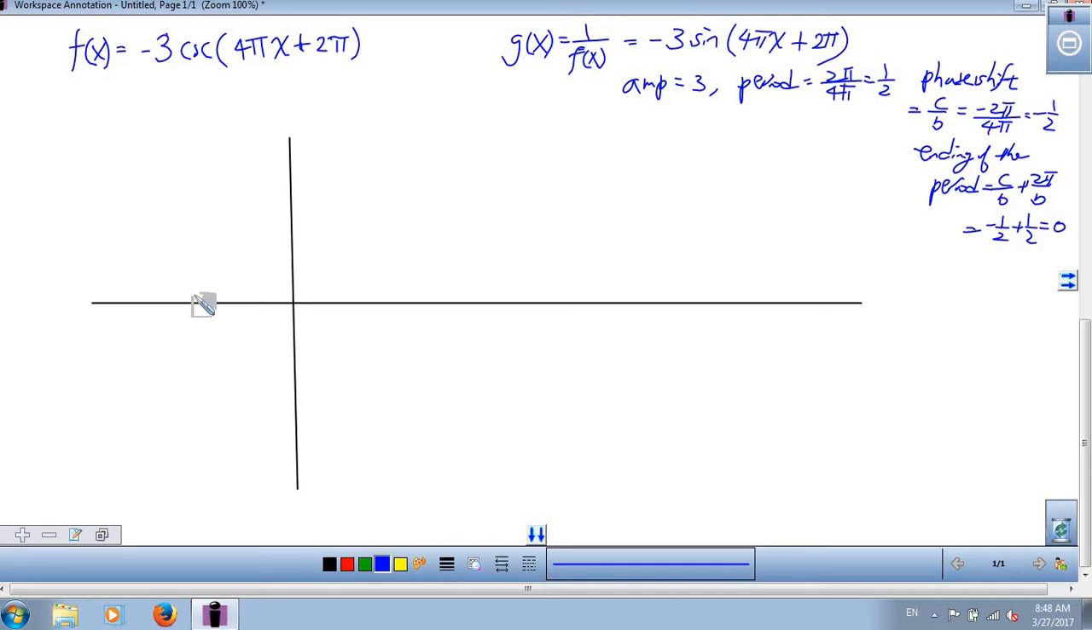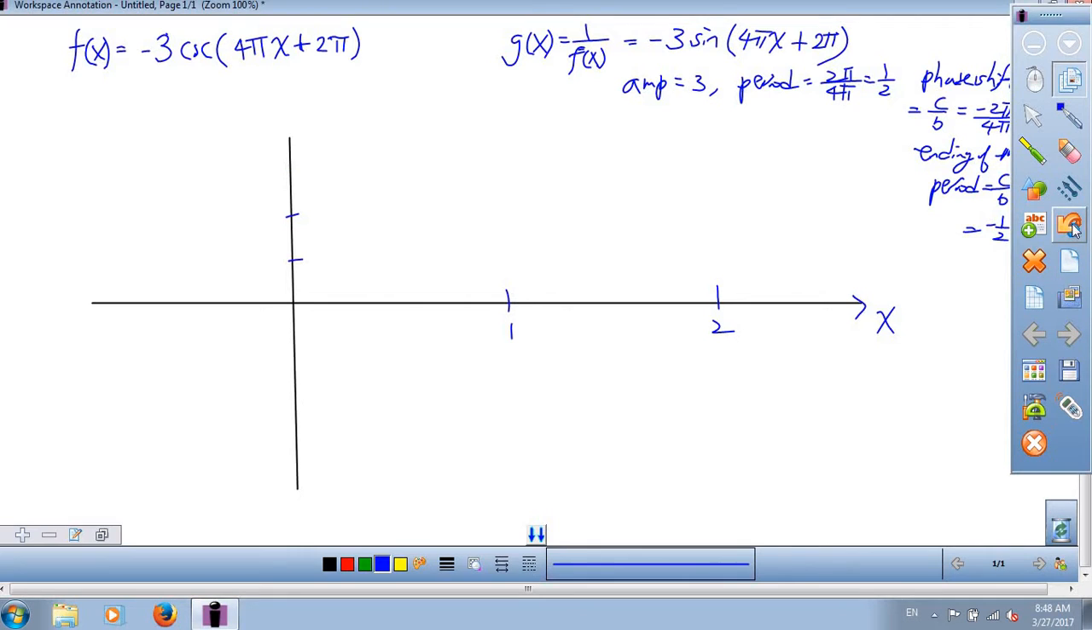So I'm going to mark 1, 2, and the unit is going to be here. On the y-axis, I probably need more room here. 1, 2, 3, 4, 5. Okay, 1, 2, 3, 4, 5. I'm going to try to make a little more room on the y side. So this is negative, that's positive 1/2, and this is negative 1/2.